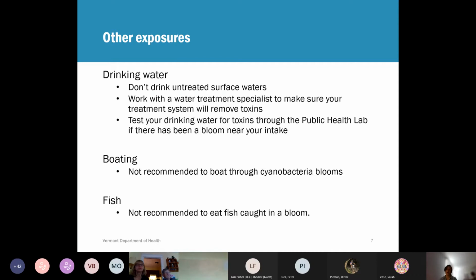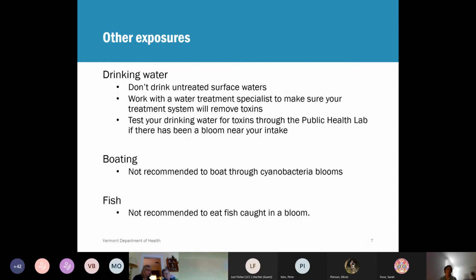For boating, again, Sarah kind of mentioned this, that boating can lead to toxins in the air through the droplets that might be produced. So it's not recommended that you're boating and jet skiing through cyanobacteria blooms, as you're more likely to breathe in those water droplets.